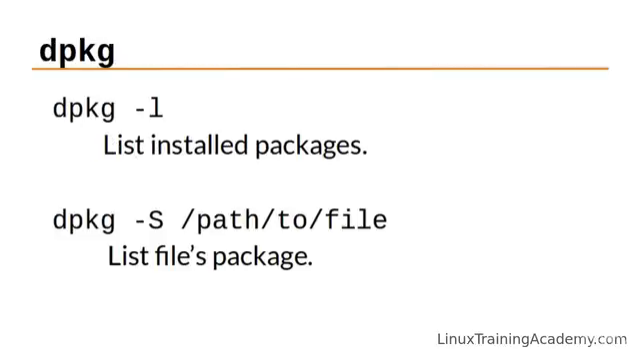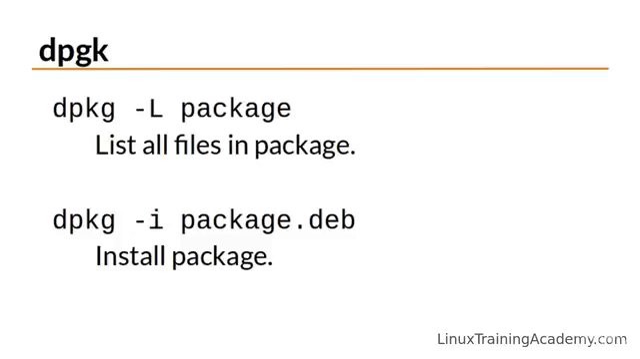In addition to the apt utilities, you can use the dpkg command to interact with the package manager. dpkg -l lists the installed packages. dpkg -S and a path to a file will display the package that the file belongs to. dpkg with a -L will list all the files in a package. And to install a package, use dpkg -i and the deb file.